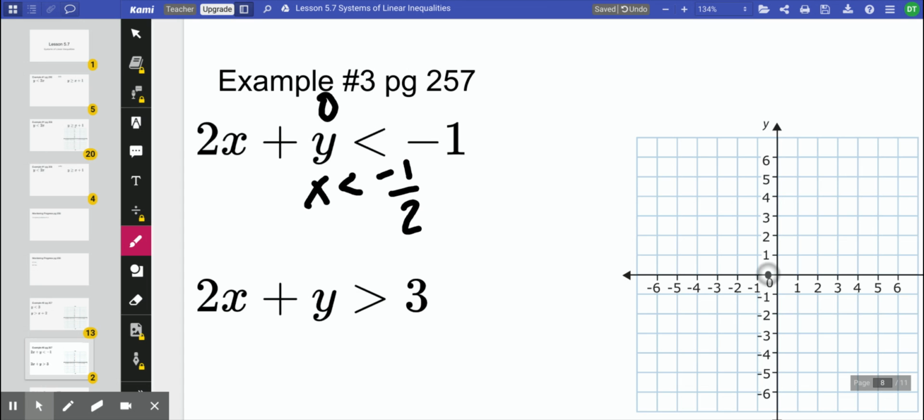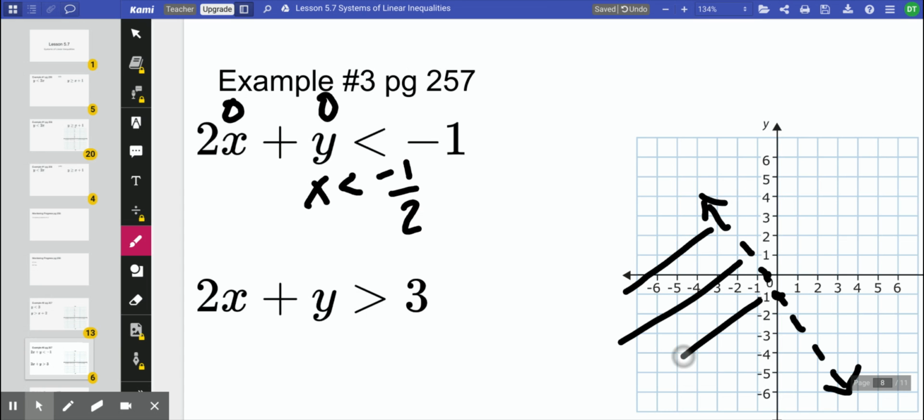That's going to be right here. And then put 0 in for the x. Y is negative 1. So dashed line. This is going to be one line. And again, is 0, 0 part of the solution? Is 0 less than negative 1? No, it's not. So I want this side of the line.